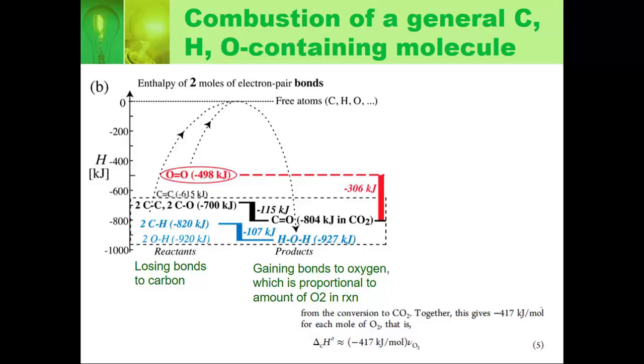So the reason why everything burns is basically because OO is a weak bond. And it forms super strong bonds when it binds to C or H or even nitrogen or pretty much anything else. Therefore, when you're burning something, you're always breaking the oxygen bond, and it always gives you a little bonus.